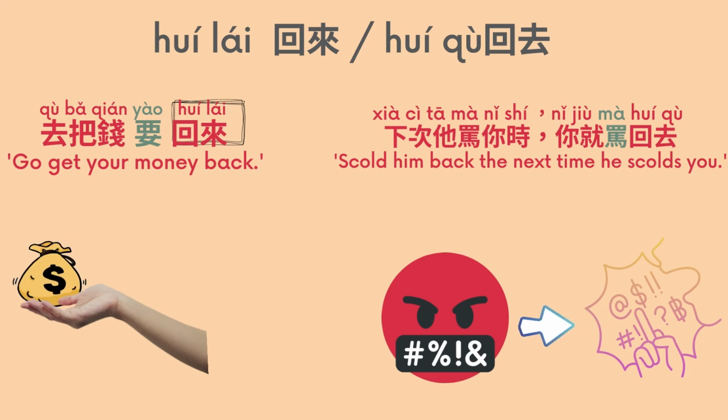The extended meaning of 回去 is to do the same thing to the person who has done something bad to you. For example, 下次他骂你时，你就骂回去. Scold him back the next time he scolds you. The character preceding 回去 is 骂. 骂 is a verb which means to scold, and 回去 means to return to the other. 骂回去 is used when you are scolded. You scold him back.